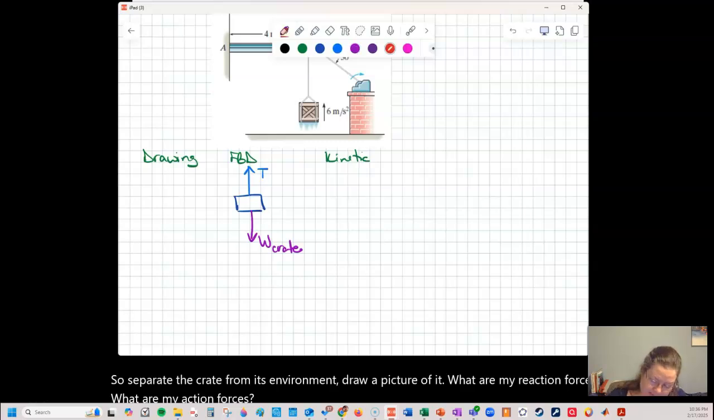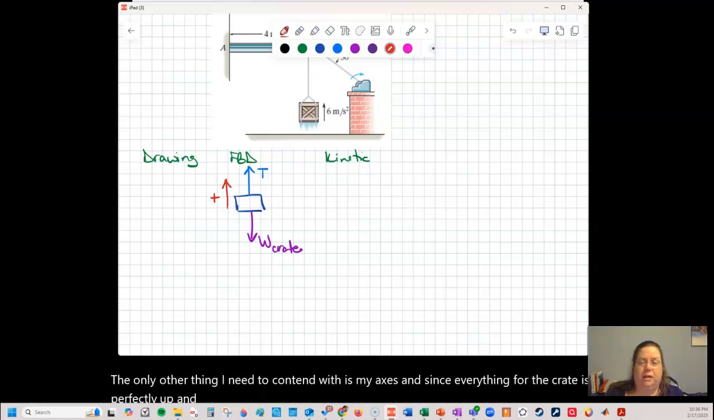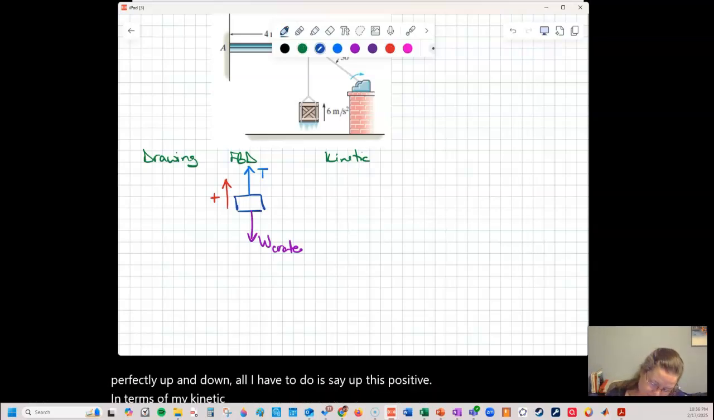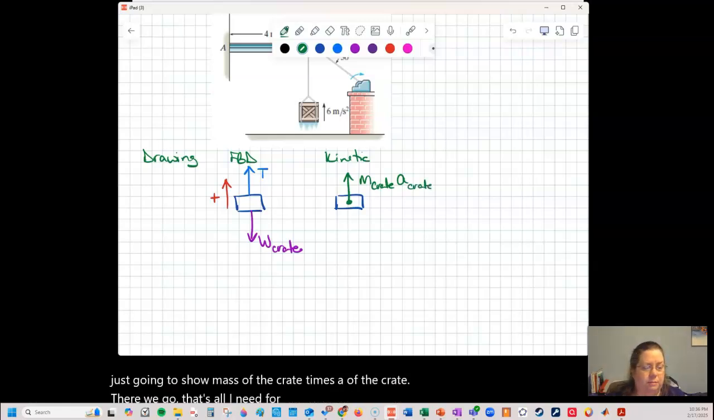The only other thing I need to contend with is my axes. And since everything for the crate is perfectly up and down, all I have to do is say up is positive. In terms of my kinetic diagram, go ahead and draw my crate here. And in my kinetic diagram, I'm just going to show mass of the crate times A of the crate. There we go. That's all I need for my kinetic diagram for the crate.